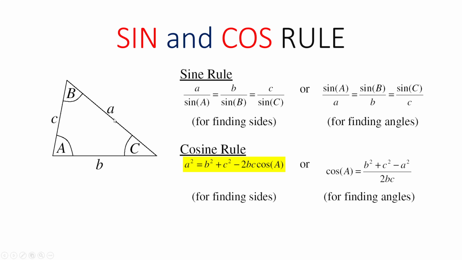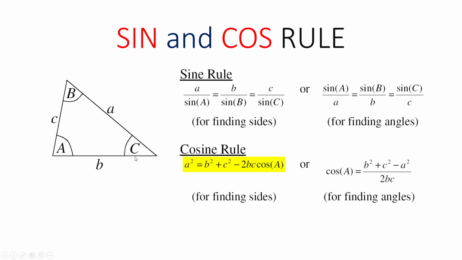So if you want to find this side, you're gonna say this side squared equals c squared plus b squared minus 2cb cosine A. So if you're talking about this side, you're gonna choose the sides opposite to it and the angle between them. For example, if you want to find c, you're gonna say c squared equals a squared plus b squared minus 2ab cosine C.